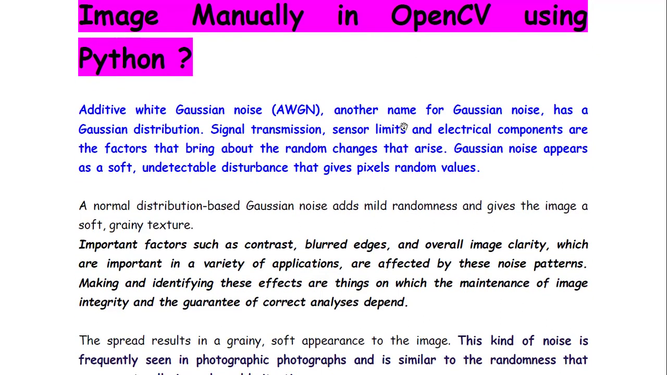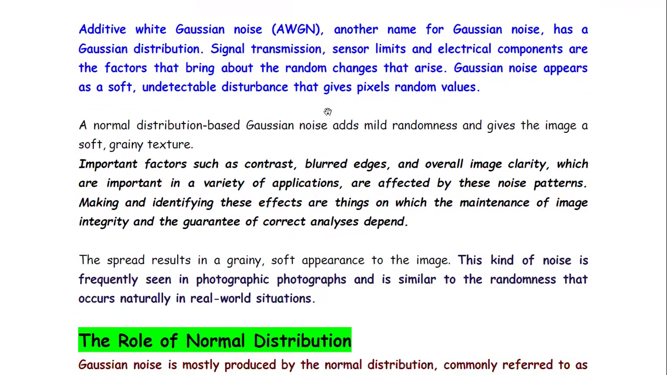Signal transmission, sensor limits, and electrical components are the factors that bring about the random changes that arise. Gaussian noise appears as a soft, undetectable disturbance that gives pixels random values. And this spread results in a grainy, soft appearance to the image. And you know, this kind of noise is frequently seen in photographs and is similar to randomness that occurs naturally in real world situations. But what happens because of this Gaussian noise, this type of disturbance?